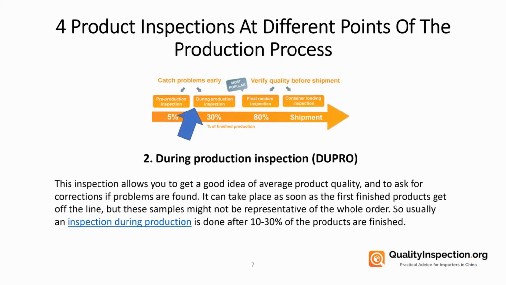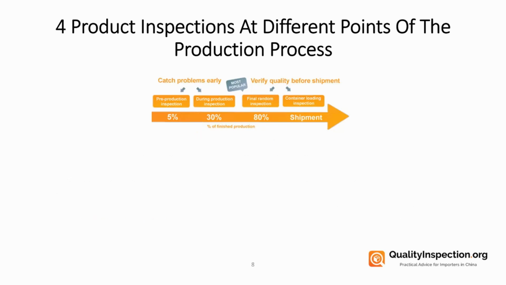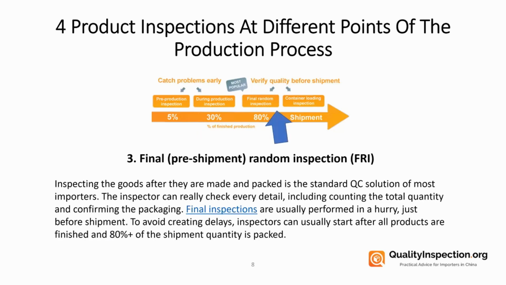Next, we go on to during production inspection or DUPRO. This allows you to get a great idea of average product quality quite early on in the production process. And a benefit means that you're able to ask the supplier to correct any issues which are found before they take hold and affect all of the products which are being made. You can conduct this as soon as the first finished products come off the line, but these first few samples might not be representative of the whole order. So usually we say that it's better to think about doing a DUPRO between around 10 to 30% of the way through production.